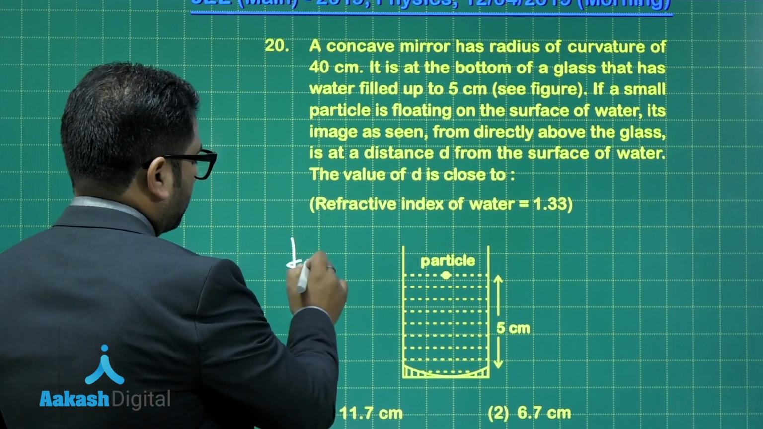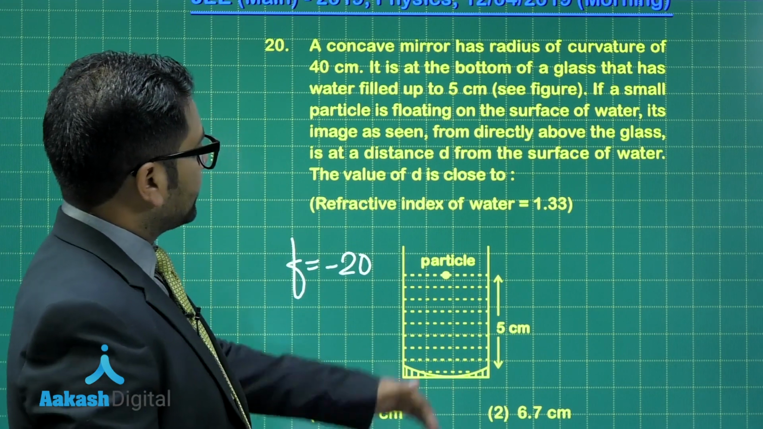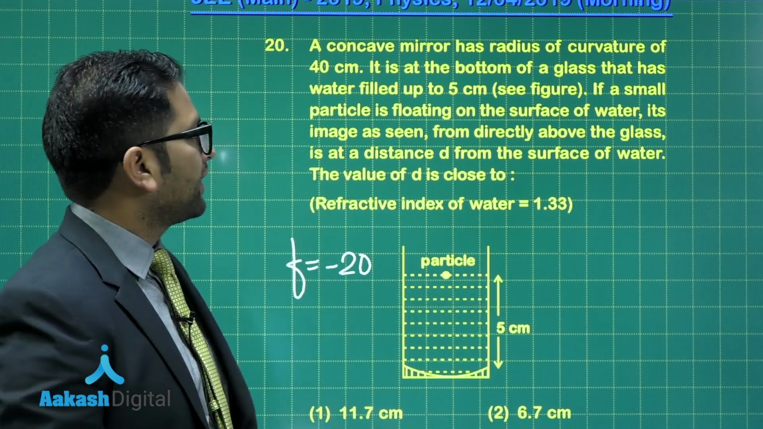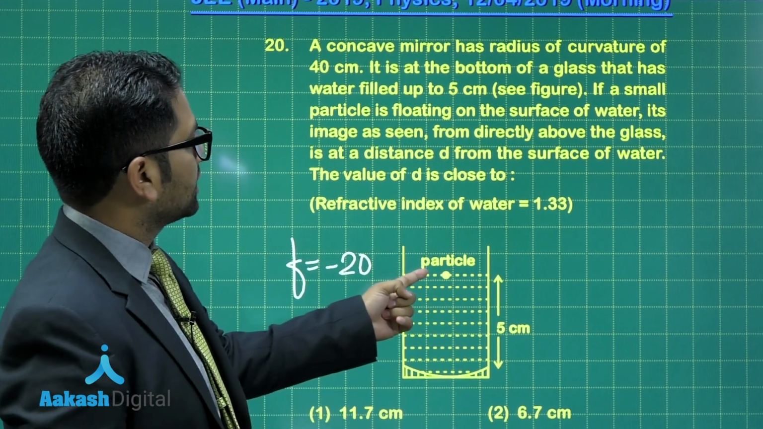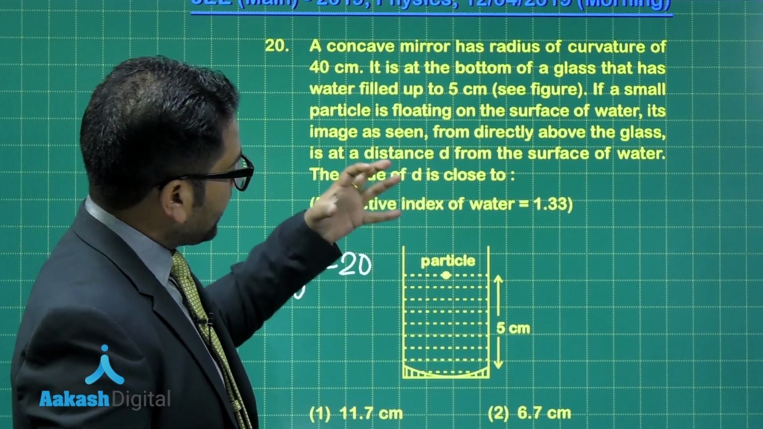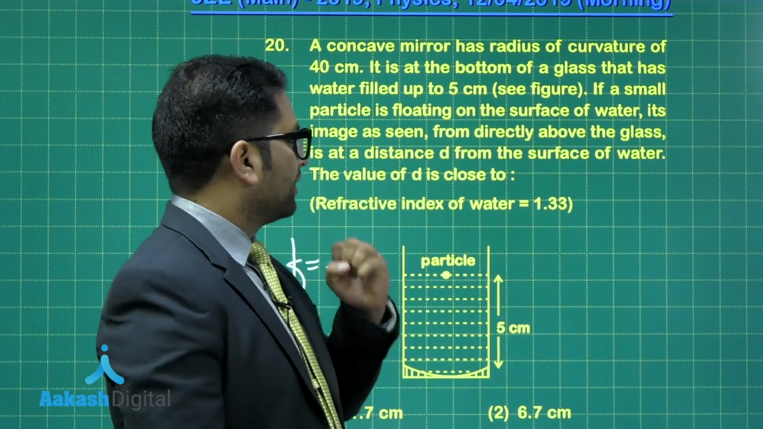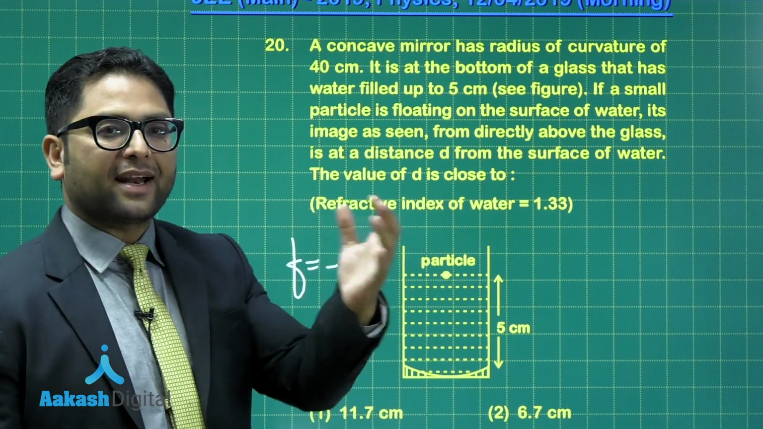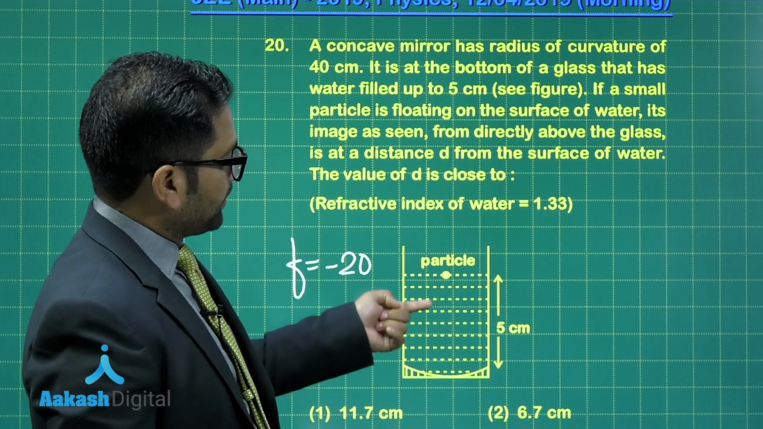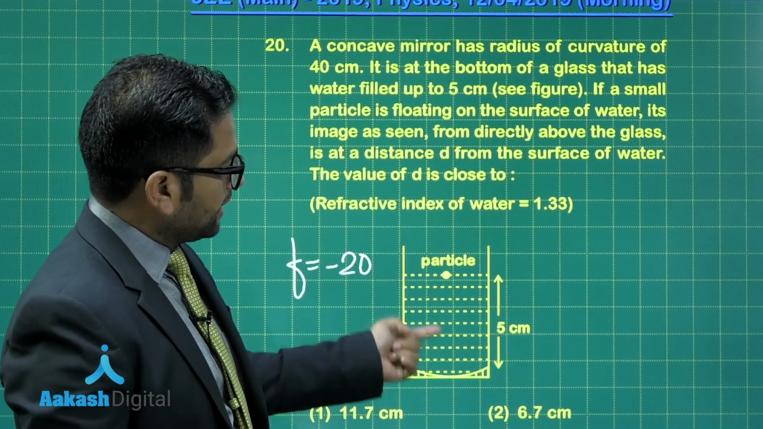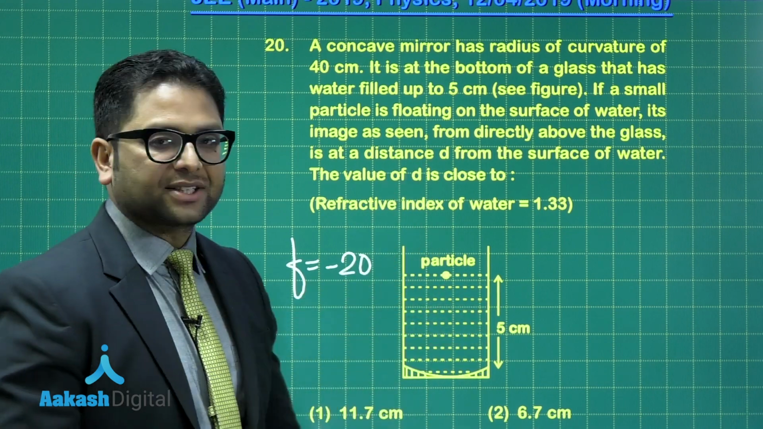In fact, I don't require that radius. I'll be requiring the focal length. And it is filled till a depth of 5 centimeter. A small particle is floating on the surface of water, and we need to calculate its image as seen from directly above. That means you have been given the paraxial vision. Okay, see now what is the step? First, that would get reflected. Initially no refraction. It would get reflected and then refraction.